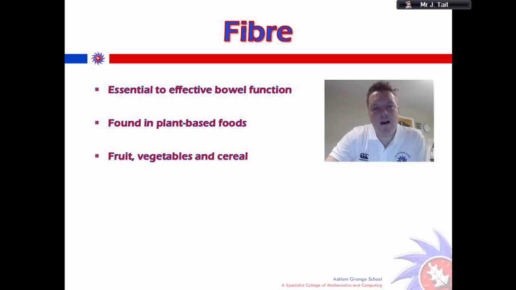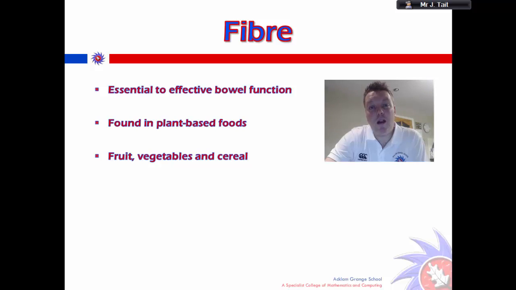Fibre. This is really important, because we need to get rid of waste products from the body, and it's really important for effective bowel function. And you may have been told this before about making sure you eat fibre, so you can actually get rid of those waste products and get to the toilet and get rid of those.